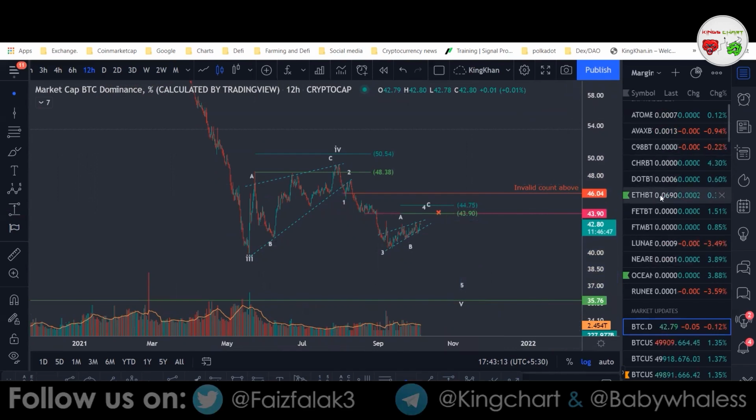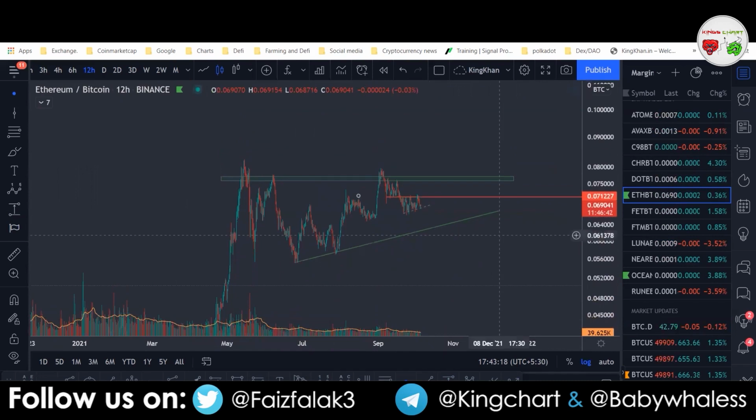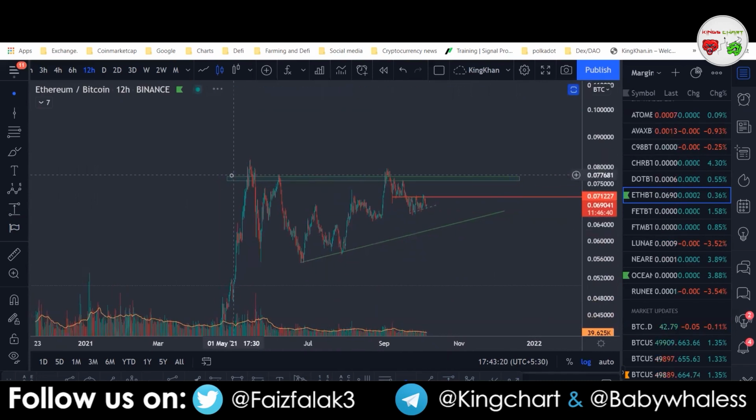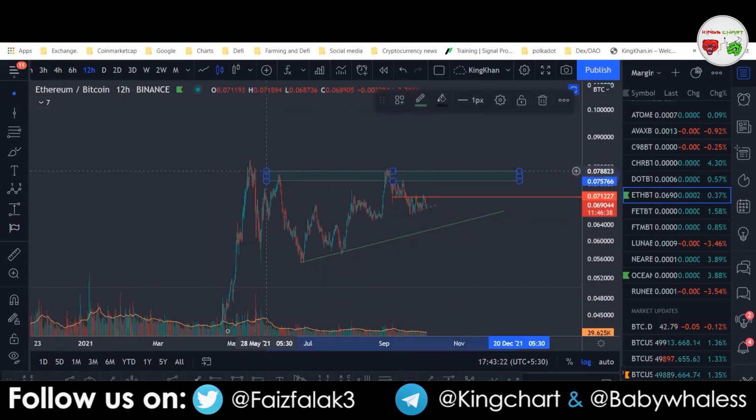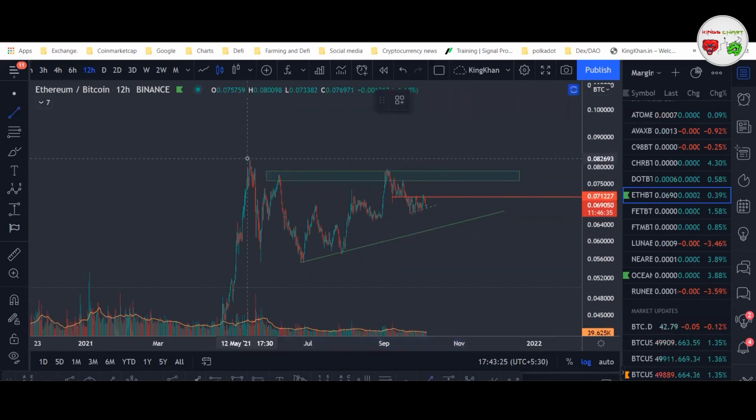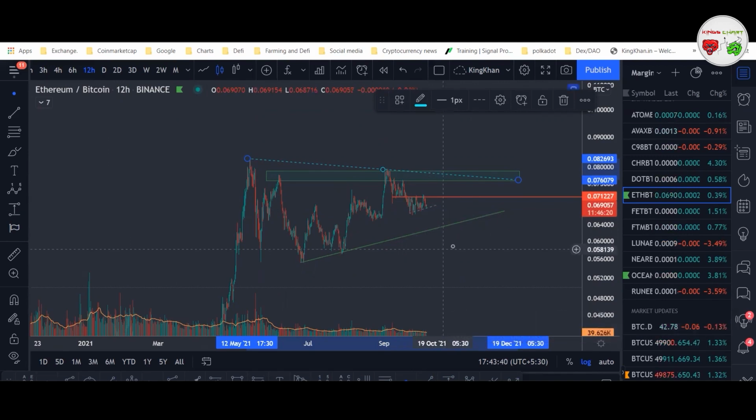Let's talk about Ethereum BTC. Ethereum BTC is forming a triangle. You can call it a classical triangle, ascending triangle, whatever you say. Here the support is around the 0.06 level. If we break here, then the possibility is the same thing: dominance 42.7 and possibly 43, 44. If we hit 44, then Ethereum can hit this level.